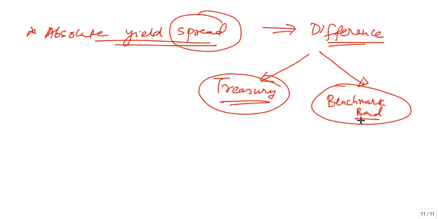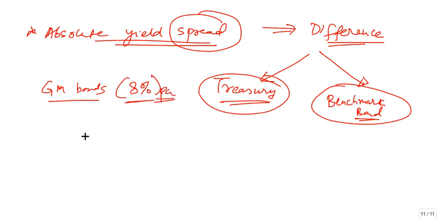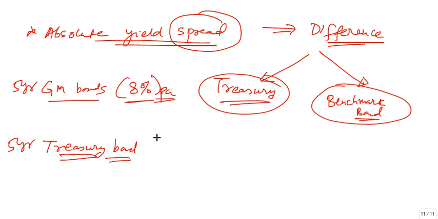To understand this illustration of the treasury benchmark, think about you have a General Motors bond. The General Motors bond is currently giving you a yield of 8% per annum. And then you have a US government treasury bond. Let's say this bond is for 5 years and this treasury bond is also for 5 years. Naturally, because the risk is lower in the treasury, it should be trading at lower than 8%. Assume that this treasury is trading at a 6% yield. So the yield that you get from the treasury is 6% per annum.